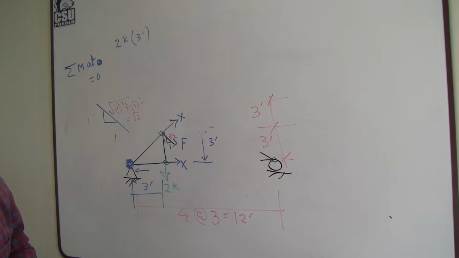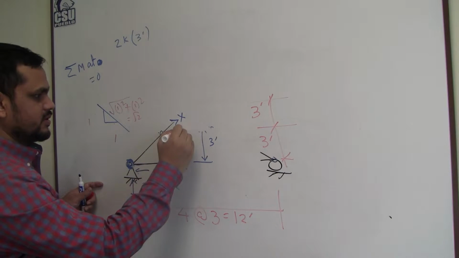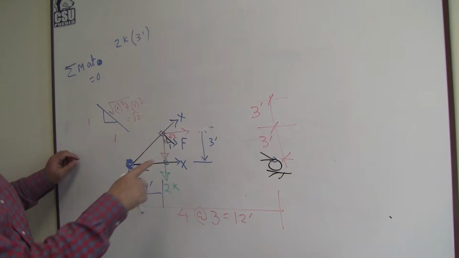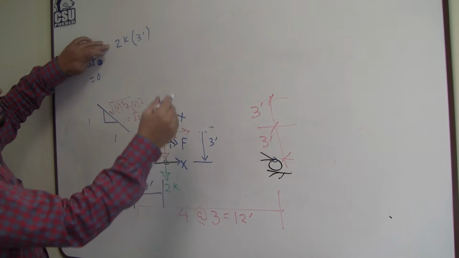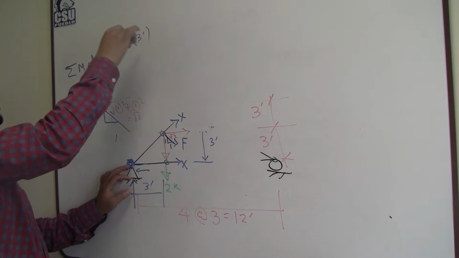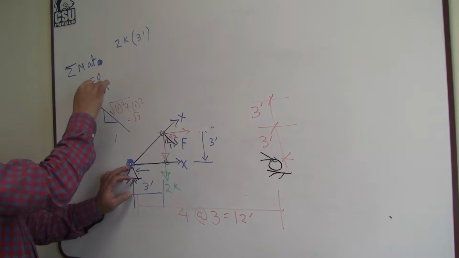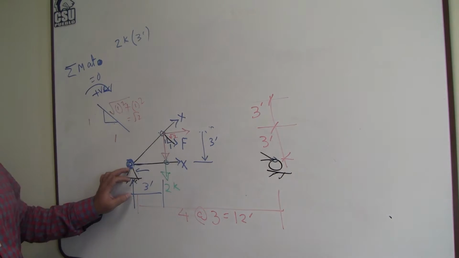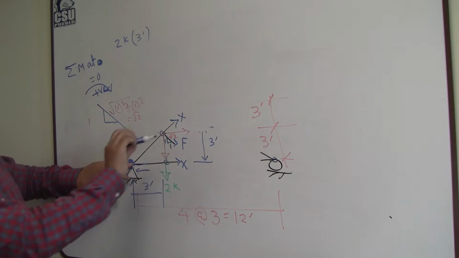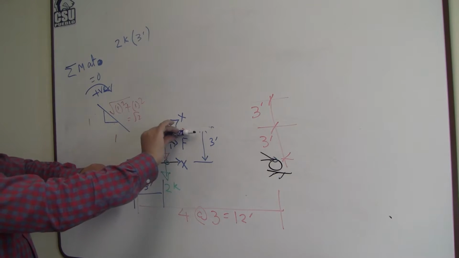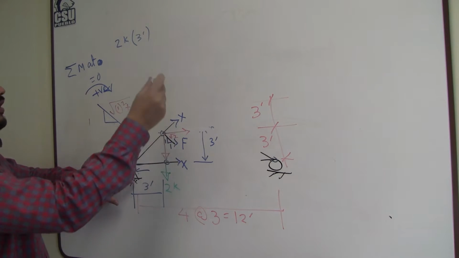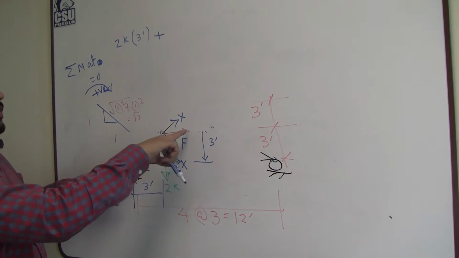So one component will work this way, one component will work this way. Let us consider this part first. Now first, is it positive or negative? I assumed clockwise moment is positive, because for this one I wrote positive. This force about this point, it is going through this point, so it will give me clockwise moment. So it is positive.